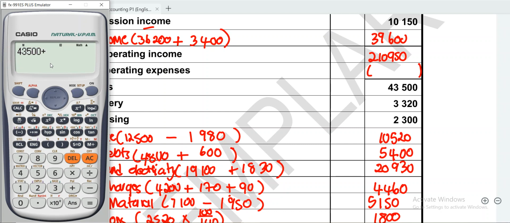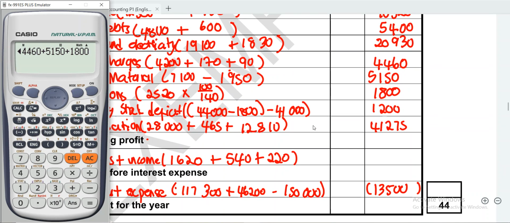43,500 plus 3,320, and then plus 2,300, and then plus 10,520 plus 5,400 plus 20,930, and then also plus 4,460 plus 5,150 plus 1,800, and then we can go down and say plus 1,200, and then also plus 41,275. It is giving us the sum of 139,855.